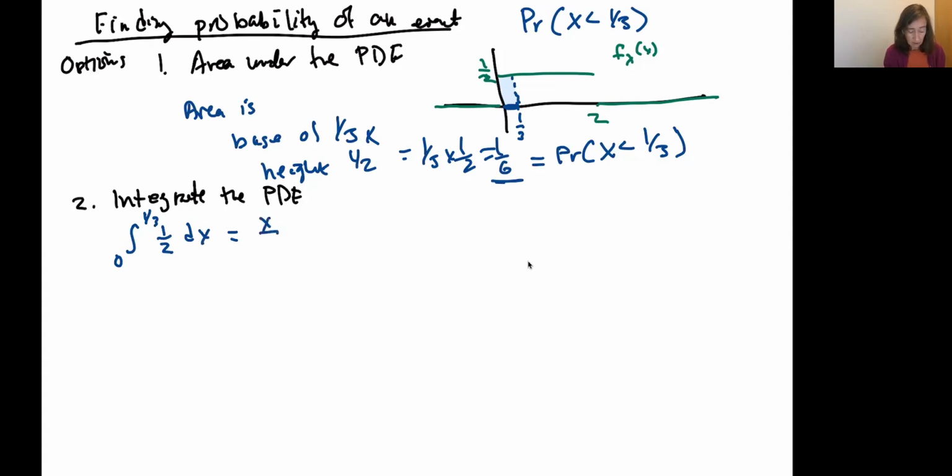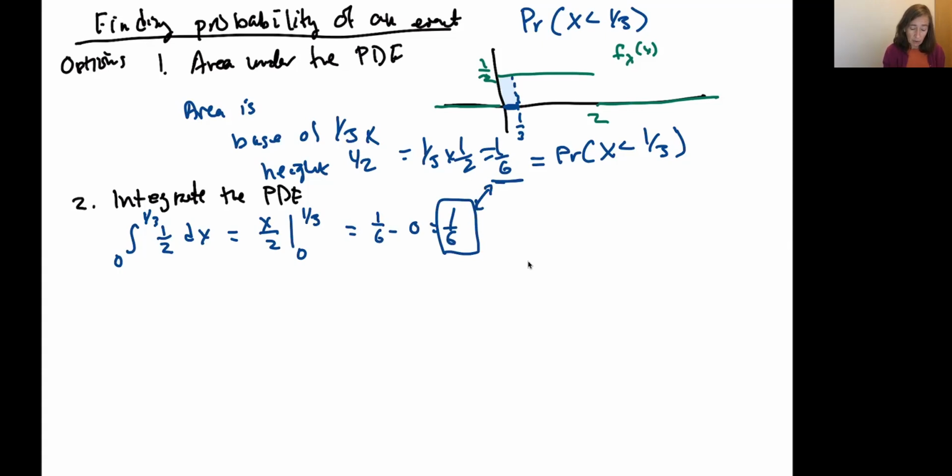That is the function x over 2. We take its integral from 0 to 1/3, which just means that we substitute in first 1/3 and then 0 and take the difference. And so that is 1/6 minus 0 equals 1/6. Same as we got before.